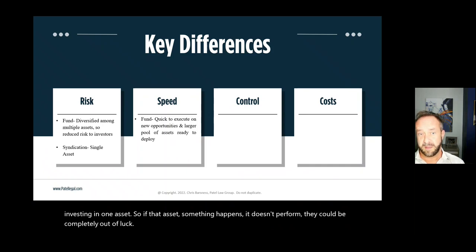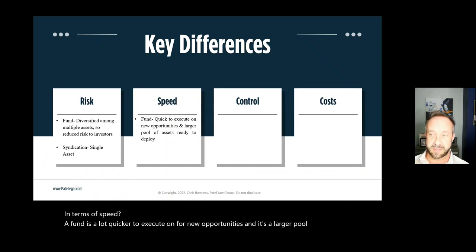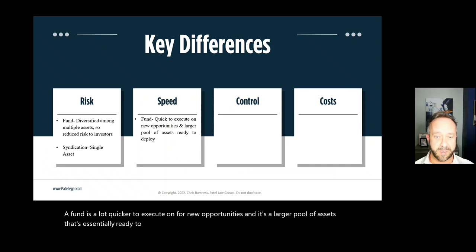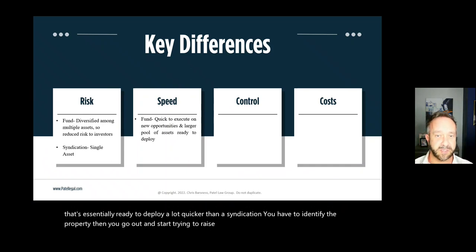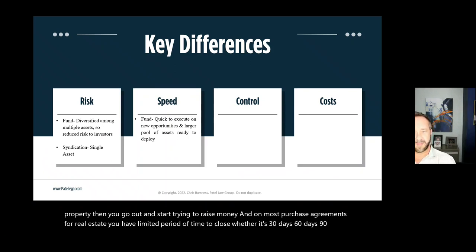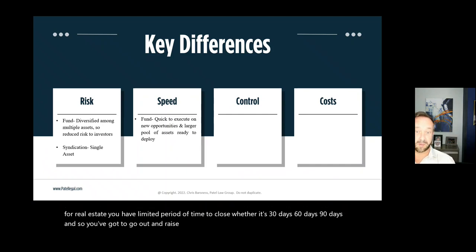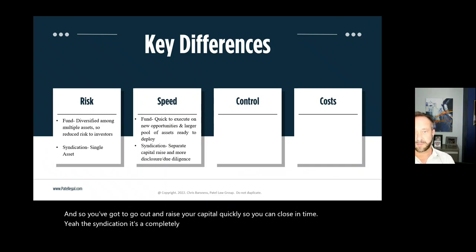So if that asset, something happens, it doesn't perform, they could be completely out of luck. In terms of speed, a fund is a lot quicker to execute on for new opportunities, and it's a larger pool of assets that's essentially ready to deploy. A lot quicker than a syndication. You have to identify the property, then you go out and start trying to raise money. And on most purchase agreements for real estate, you have limited period of time to close, whether it's 30 days, 60 days, 90 days. And so you've got to go out and raise your capital quickly so you can close in time. Yeah, the syndication, it's a completely separate capital raise.